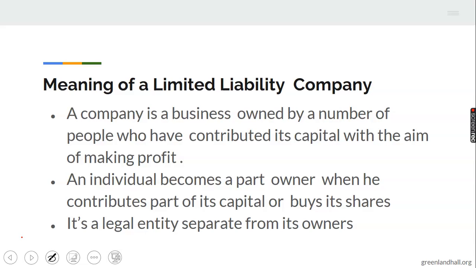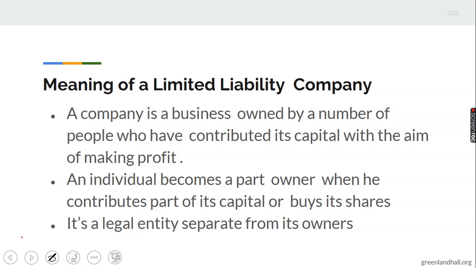Now, what do you understand by a company? A company is a common term that we use from time to time within our environment and within our communities. A company. So what do we understand by a company? From the word company, it has to do with the coming together of some people.